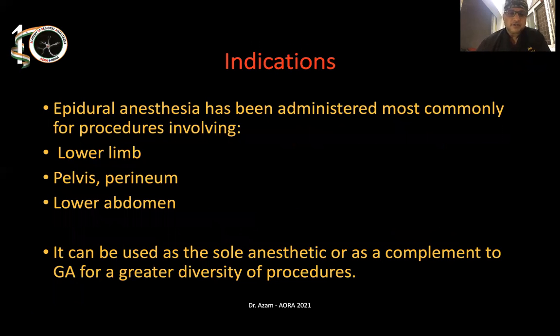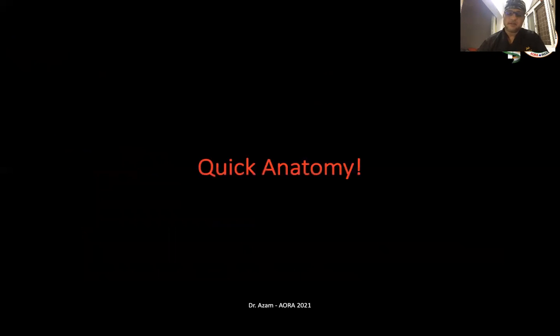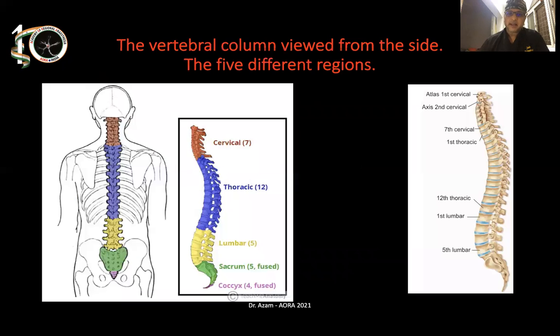Now, indications, we all know there are many indications for epidurals. However, epidural anesthesia has been administered most commonly for procedures involving lower limb, pelvis, perineum, lower abdomen. It can be used as a sole anesthetic or as a complement to general anesthesia for a greater diversity of procedures. Now, let's see the quick anatomy.